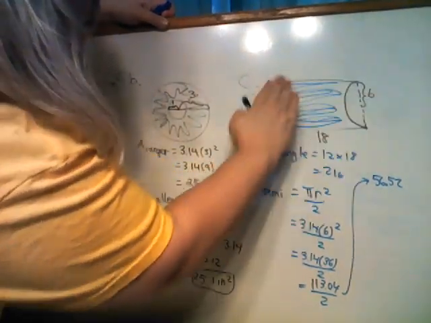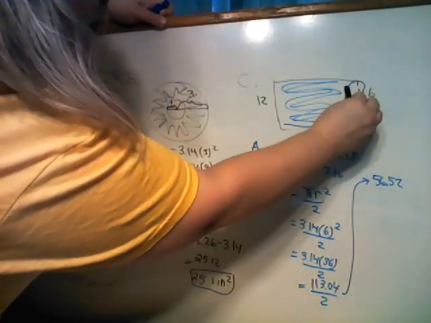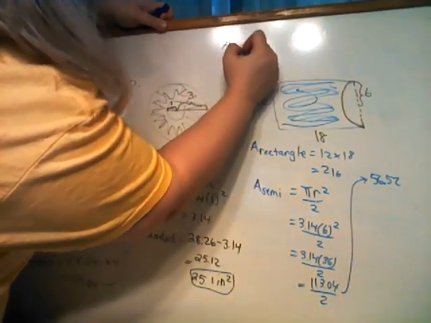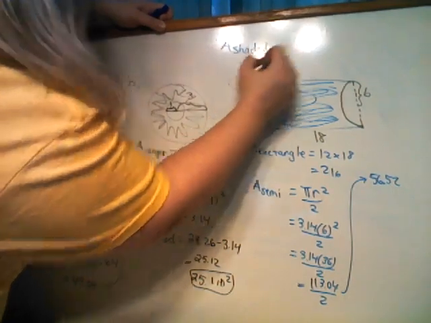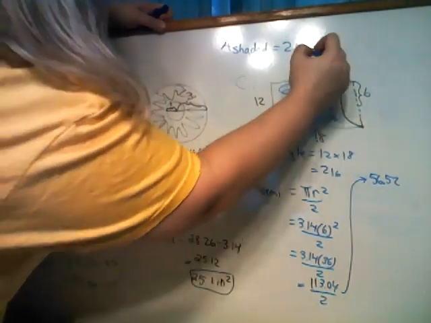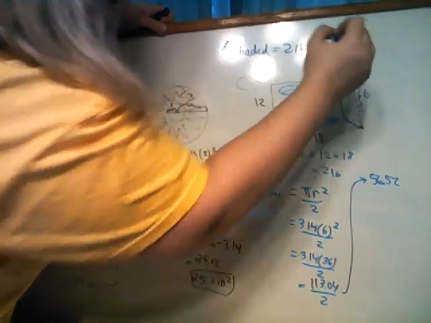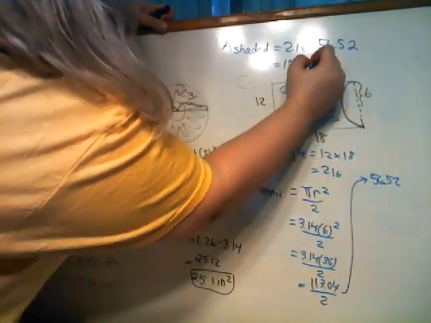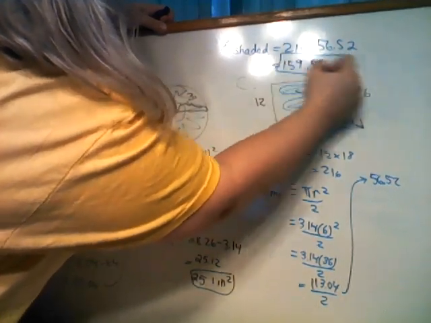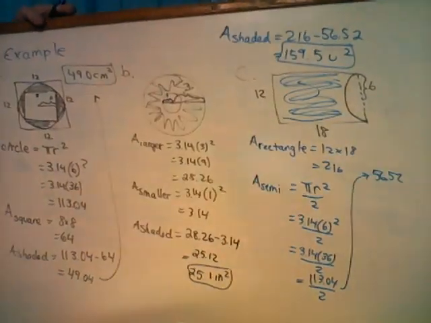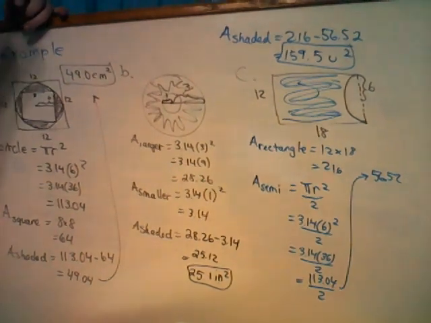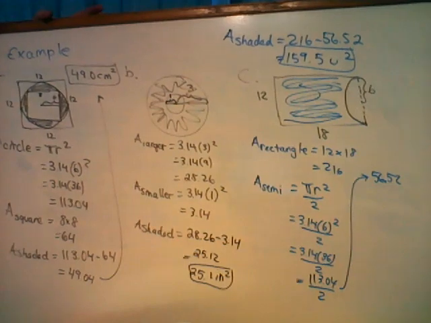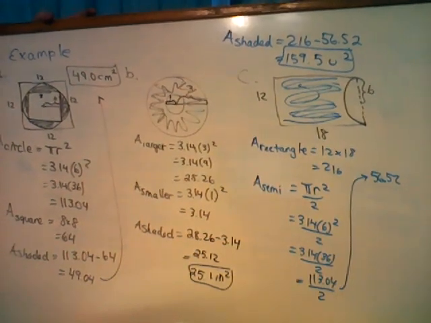So if I have the total, which is the whole thing, and I take out this section, I'll get what's in blue. So we'll come up here. Area of shaded is the larger minus the smaller. Okay, and you should get 159.5 units squared on that one. So I'll give you a second to look at that. So the idea is you find two areas and you use subtraction to find the shaded part.